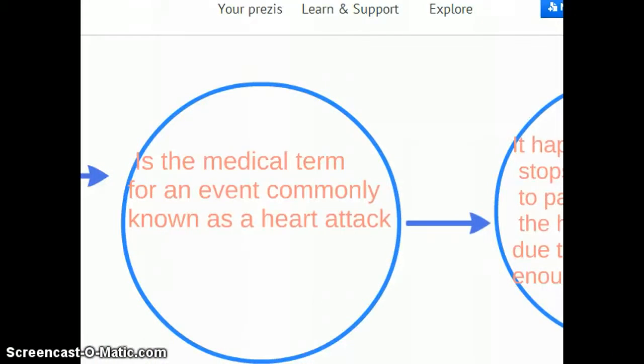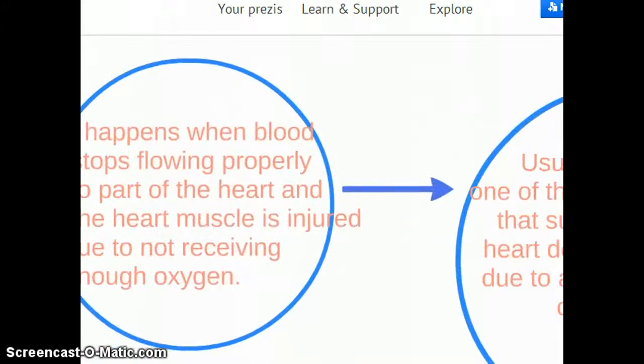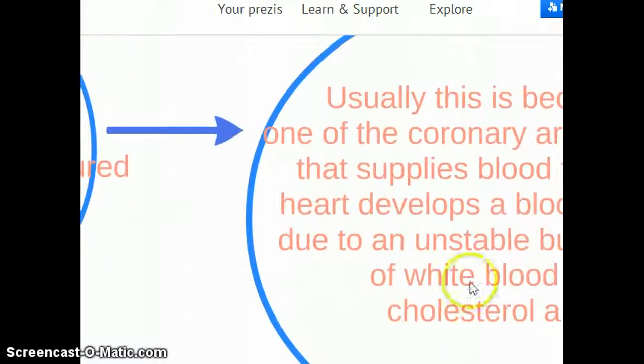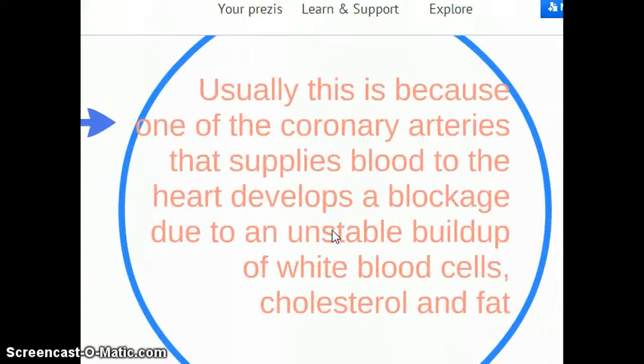Acute myocardial infarction is a medical term for an event commonly known as heart attack. It happens when blood stops flowing properly to part of the heart and the heart muscle is injured due to not receiving enough oxygen. Usually, this is because one of the coronary arteries that supplies blood to the heart develops a blockage due to an unstable buildup of white blood cells, cholesterol, and fat.